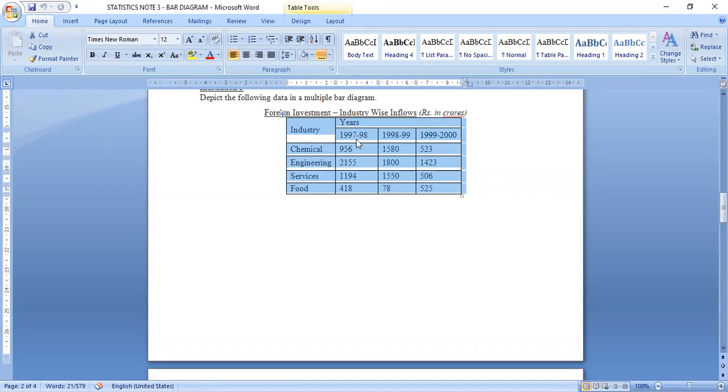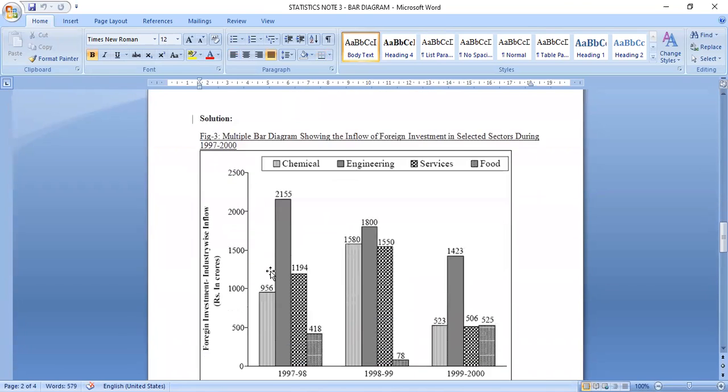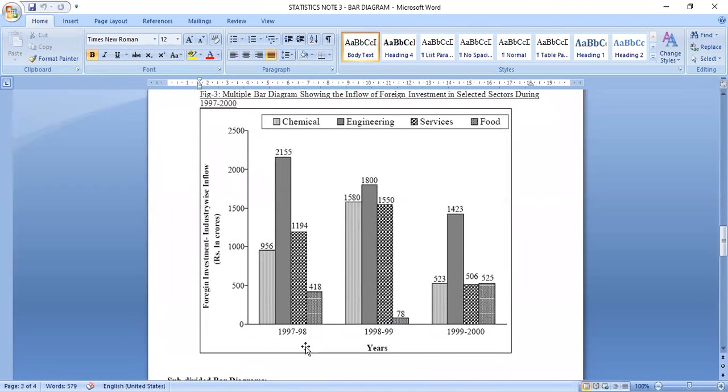Okay. So, for example, for 1997-98, the chemical value will be 956, engineering 2155, service 1194, and food 418. See this concept, this is the 1997-98 year, there are 4 bars; for every year there are actually 4 bars. This is the combined bar, sometimes called the combined bar diagram concept, multiple in that sense. Then 1998-99 has 4 bars, and there are 4 also for the next year.